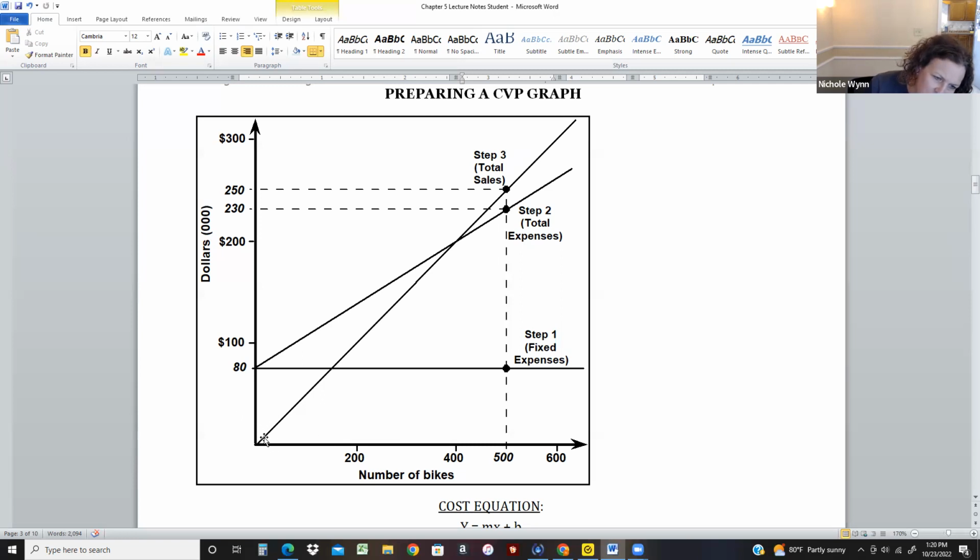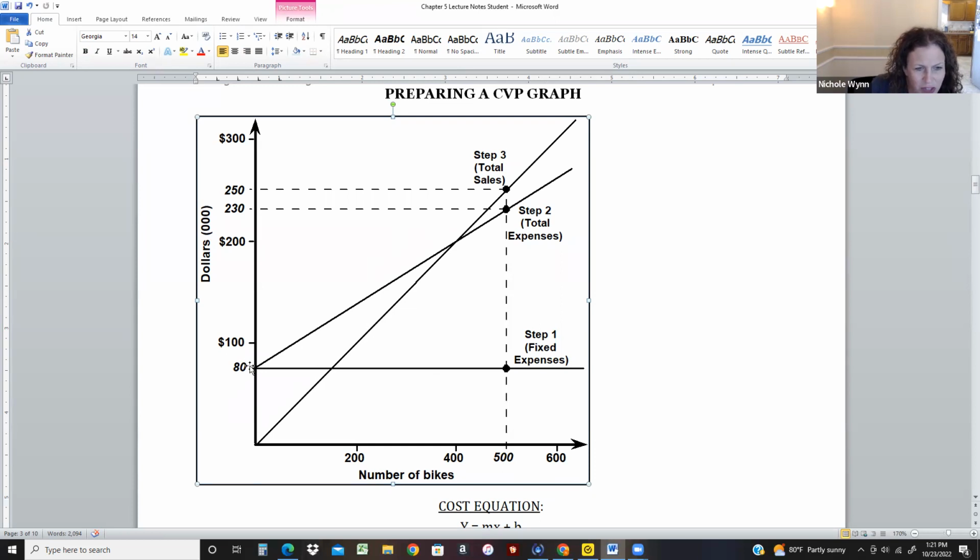This line right here starts at 0. That's called the revenue line, so I usually write the word revenue on it at a diagonal. I know it's the revenue line because the revenue line always starts at 0, because if I don't sell any bikes, I don't have any revenue. As I sell 200 bikes, 400 bikes, 500 bikes, my revenue goes up. This line is increasing at a rate of $500 a bike, because every time I sell one bike, I bring in $500.